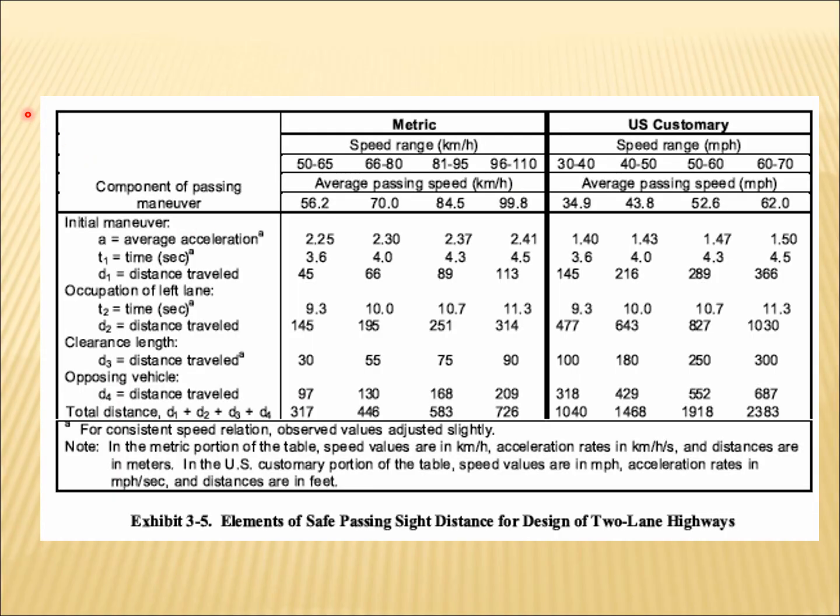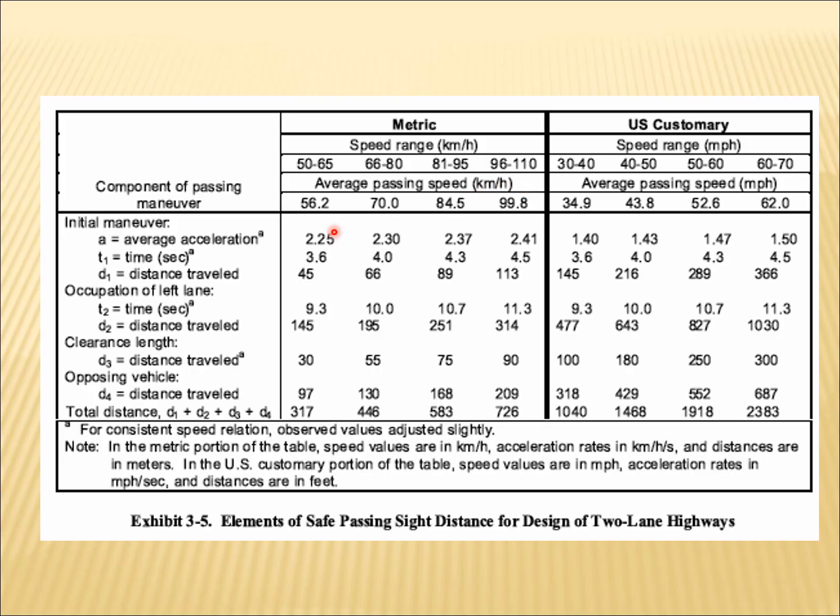Now look at this particular table, the table developed by the AASHTO. After extensive studies, you can see that the total passing sight distances have been calculated over here considering different speed ranges: 50 to 65 km per hour, 66 to 80 km per hour, 81 to 95 km per hour, and 96 to 110 km per hour.